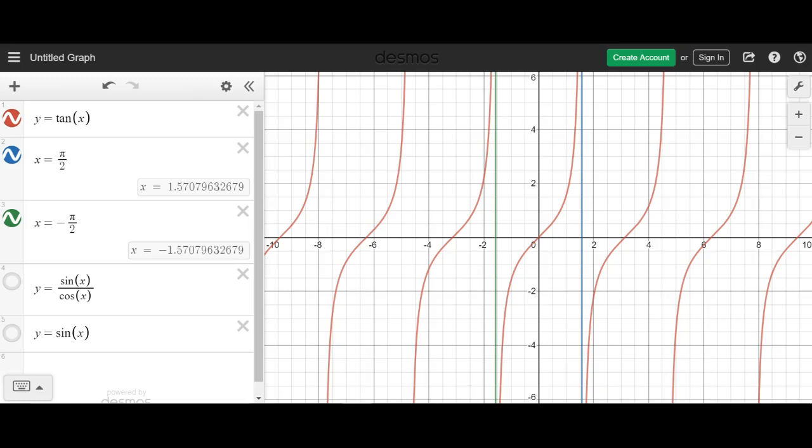You'll get that vertical stretch using the A. You'll get the change in periods using the B. The vertical shift using the C, and the horizontal shift using the D in the standard form of the function. All right, so there you go. That's a basic overview of the tangent function in the plane.